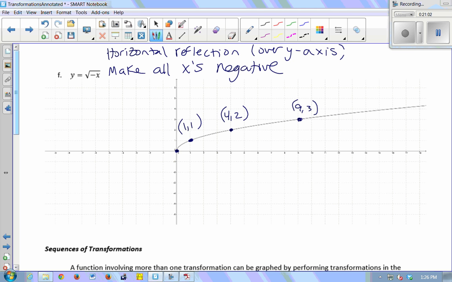Okay, so I make x values negative, 0, 0 stays there. 1, 1 becomes negative 1, 1. 4, 2 becomes negative 4, 2. And 9, 3 becomes negative 9, 3. There we go. Reflection over the y-axis.